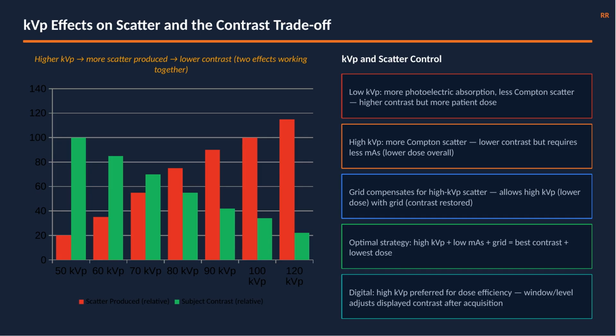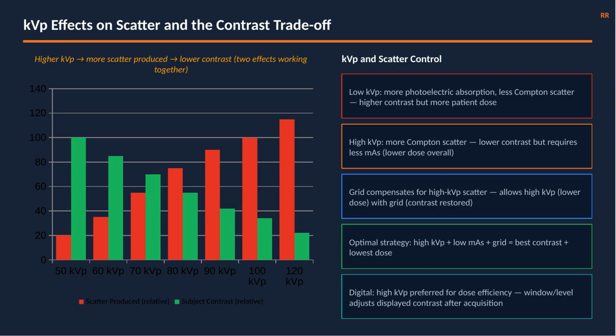The optimal clinical strategy for thick anatomy in digital radiography: combine high kVp with a grid. High kVp reduces dose. The grid removes the increased scatter that high kVp produces. The result: adequate contrast at minimum dose. This is the gold standard for abdomen, spine, and chest.